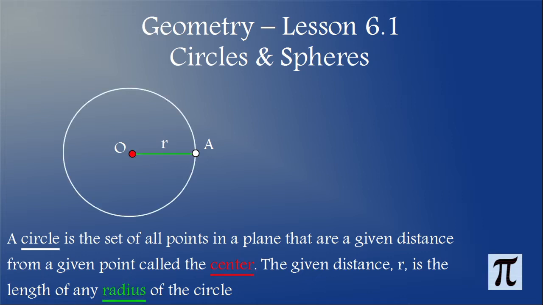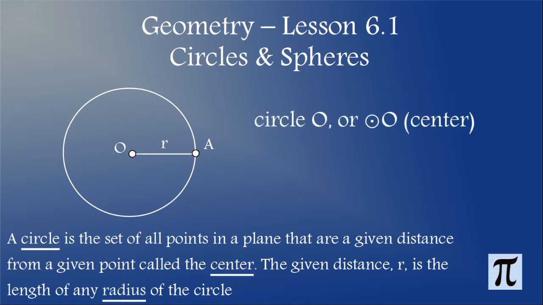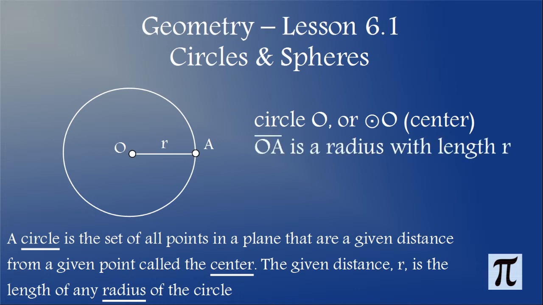So here we've drawn the circle. That given distance is r. And here OA is a radius. We can write circle O, or we can use this little symbol. It's a circle with a dot in it, followed by the name of the circle. Circles are named by their centers. So here, because the center of the circle is O, we call it circle O. And again, segment OA is one of many radii with length r.